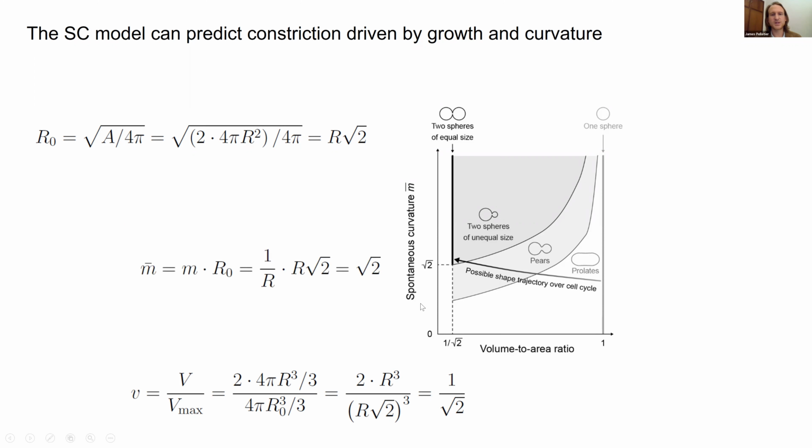And then this dimensionless spontaneous curvature is the actual spontaneous curvature, which has units of 1 over length, times this equivalent radius. The intuition here is that larger vesicles that are inflated would tend to have smaller curvatures. So the dimensionless curvature multiplies the actual spontaneous curvature times that equivalent radius to get a dimensionless parameter. Here, each subsphere has a curvature of 1 over r, and the equivalent radius is r times root 2, so this dimensionless curvature has a value of square root of 2. So this point in the phase diagram corresponds to these 2 spheres of equal size.